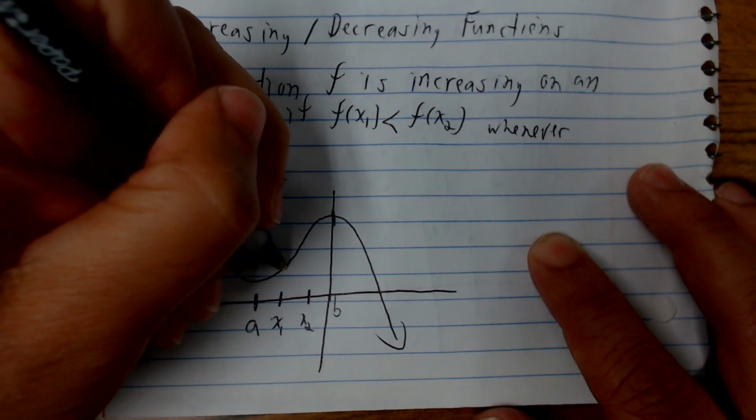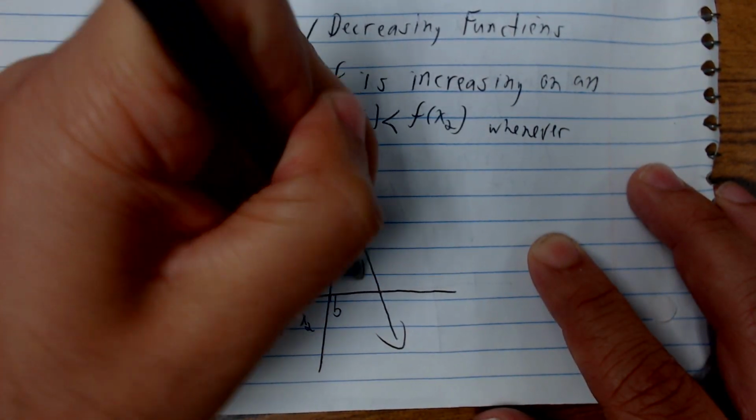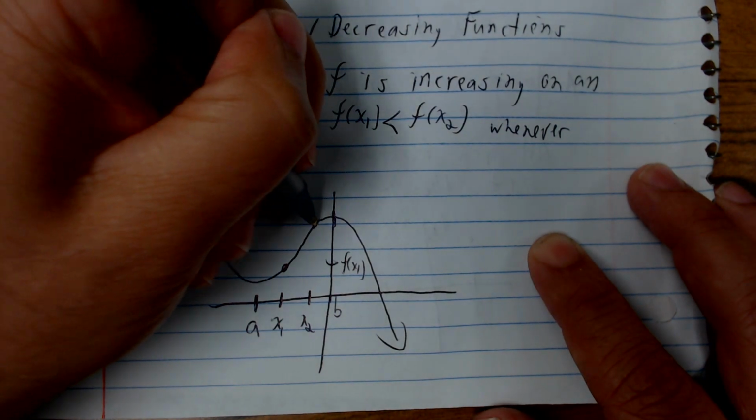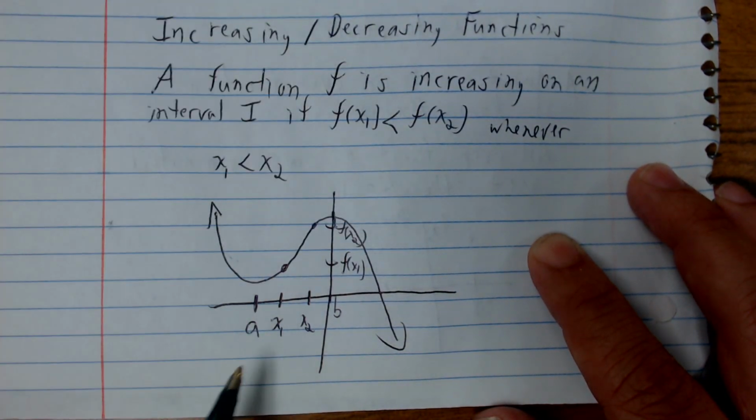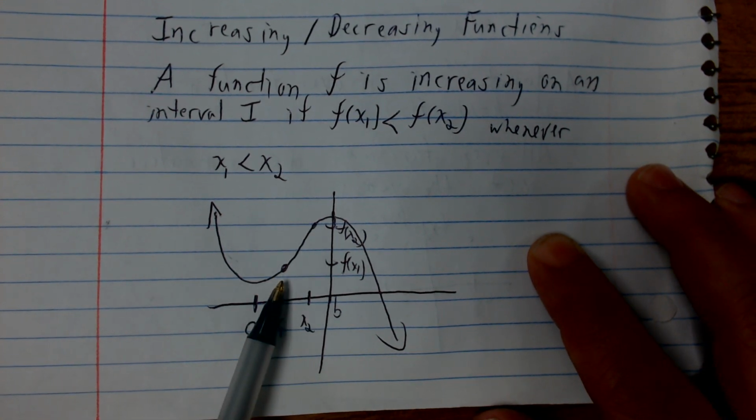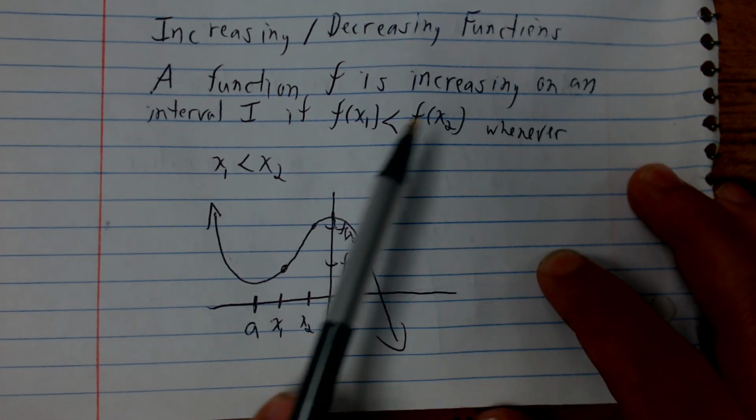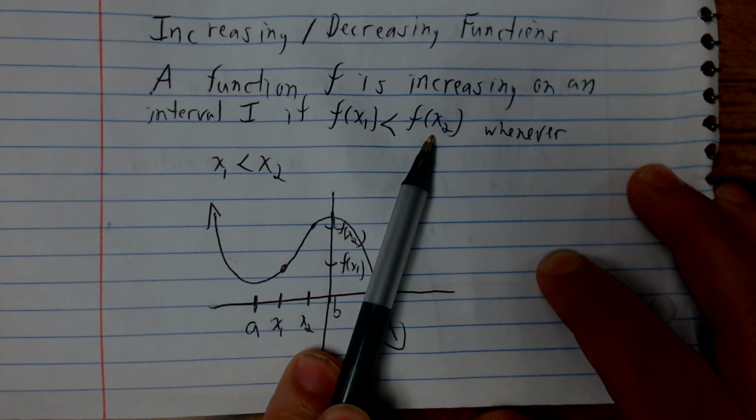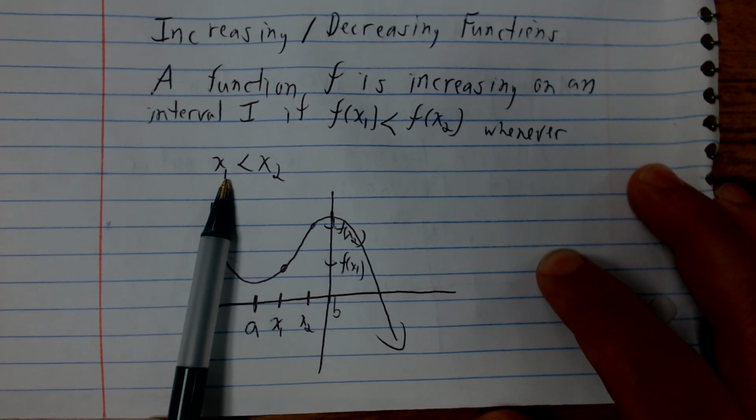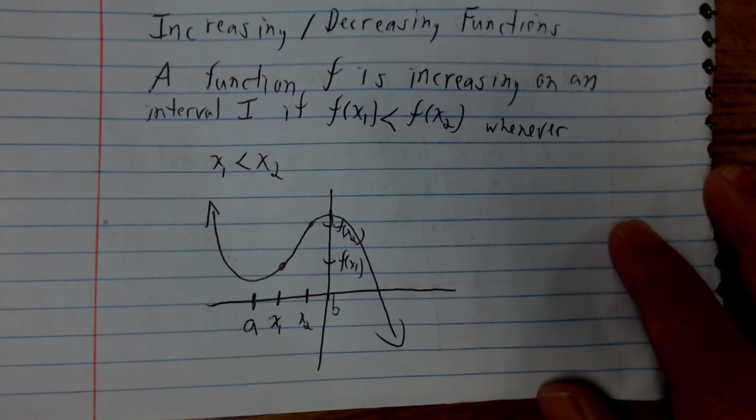Now look at what happens here. That's the y value at x sub 1, and then that's the y value at x sub 2. And what do we notice here? The y value at x sub 1 is less than the y value at x sub 2, which makes sense because if this function is increasing, when I move to the right, the function should be going upwards, which means its y value is increasing. So that's what this means. A function is increasing if the y value at x sub 1 is less than the y value at x sub 2, given that x sub 1 is to the left of x sub 2. And that's basically what it means to be increasing.